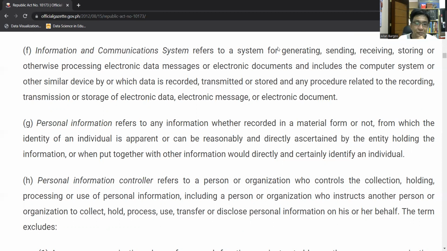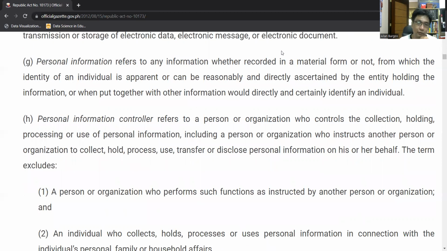Okay, now letter G, personal information, no? Refers to any information whether recorded in a material form or not, from which the identity of an individual is apparent or can be reasonably and directly ascertained by the entity holding the information, or when put together with other information would directly and certainly identify an individual.